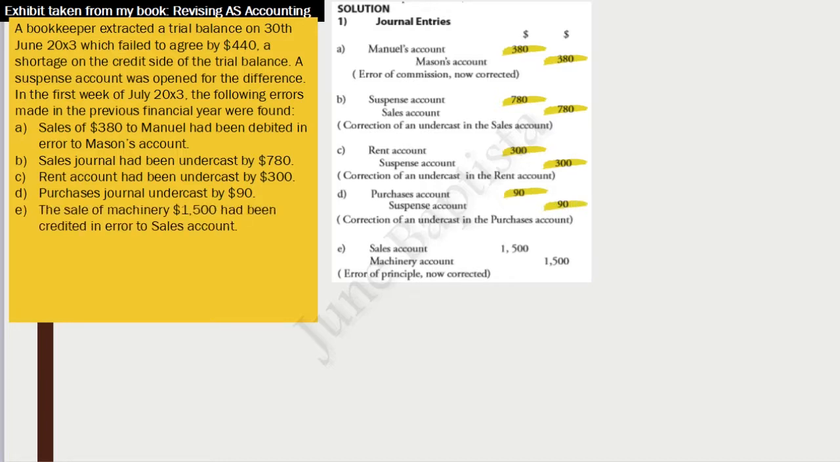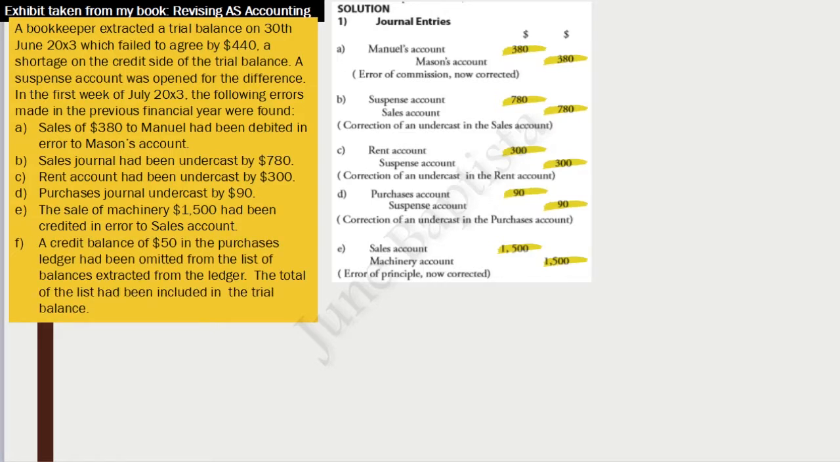Error E. The sale of machinery, $1,500, had been credited in error to the sales account. We will undo the wrong and do the right thing. Since the machine was sold, we will credit machinery account $1,500. As the sales account was credited in error, we will undo the wrong and debit the sales account.